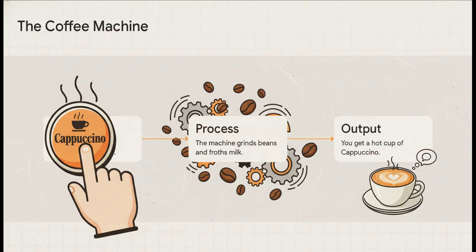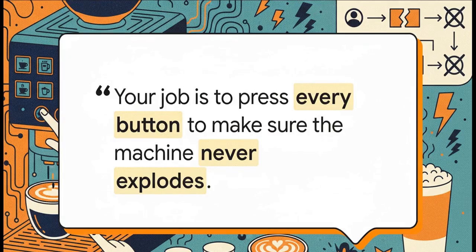Okay, let's bring this all home with one last analogy that I think really nails it: a coffee machine. The input is super simple. You press the cappuccino button. The machine does its work behind the scenes. That's the process. And the output? A perfect hot cup of cappuccino. That's the ideal conversation. But here's the real takeaway. The job of a tester isn't just to check if the cappuccino button works. It's to press every single button, the espresso button, the latte button, and to find out what happens when the machine runs out of water. The goal is to make sure that no matter what a user does, the machine never fails or explodes. And that right there, that is the secret conversation that makes all great software possible.